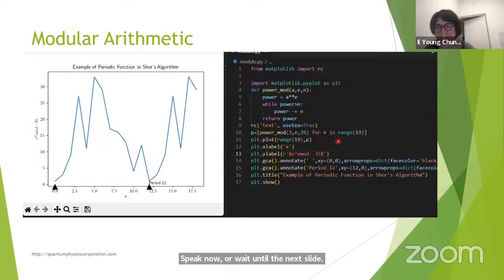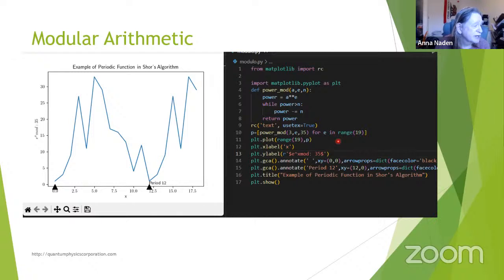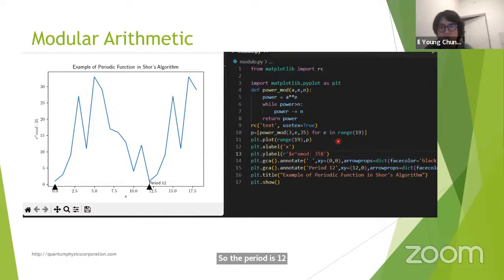Yeah, I guess I could just hop in there. So the period is just the remainder after you divide it by a number? No, the result is the remainder. The period is like 3 to the 0 is 1, and 3 to the 12 is also 1. So the period is 12. Okay.